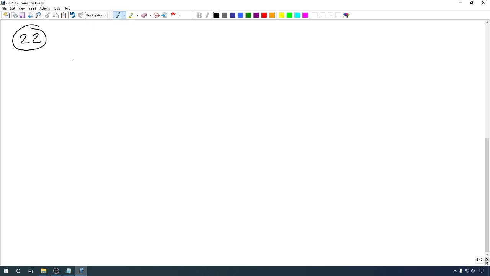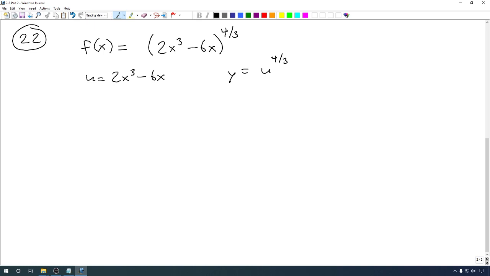Here we have a function f of x equal to 2x cubed minus 6x to the 4/3 power. Note here we have a function to a power, the power being the 4/3 power. We can think of this either as a composition of u equals 2x cubed minus 6x and y equals u to the 4/3. We can treat it that way and use the chain rule, or we can skip right ahead and use the general power rule. And that's what I'm going to do here. The general power rule says that if we have some function to this power, we bring down that power out in front.